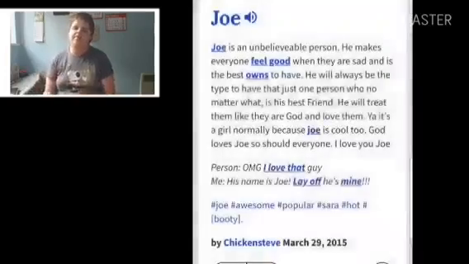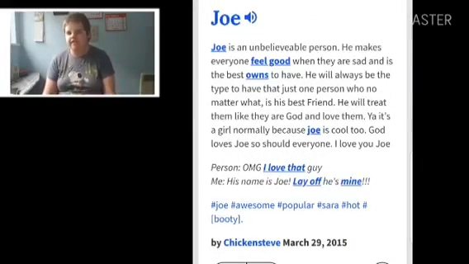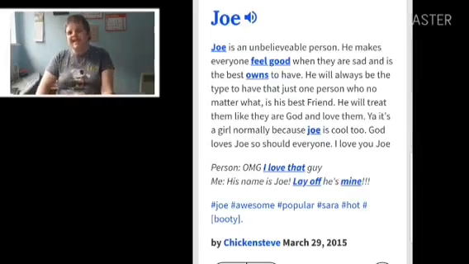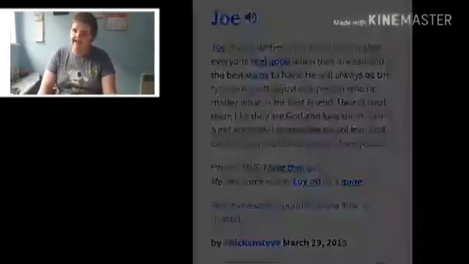Here we go, guys, another definition with Joe involved. It says, Joe is an unbelievable person. He makes everyone feel good when they are sad and is the best one to have. He will always be the type to have that just one person who, no matter what, is his friend. He will treat them like they are God and love them. It's normally a girl because Joe is cool too. God loves Joe, so... Anyway, on to the next definition.